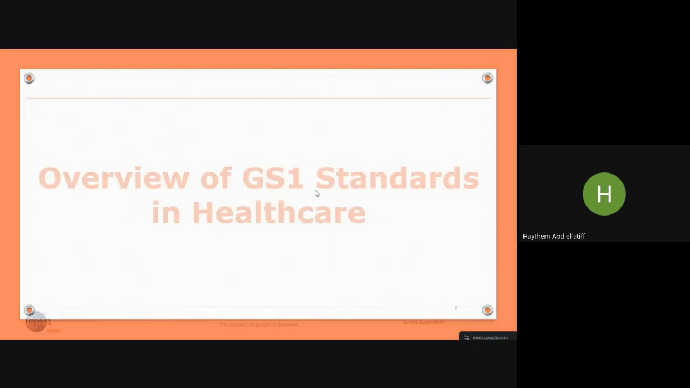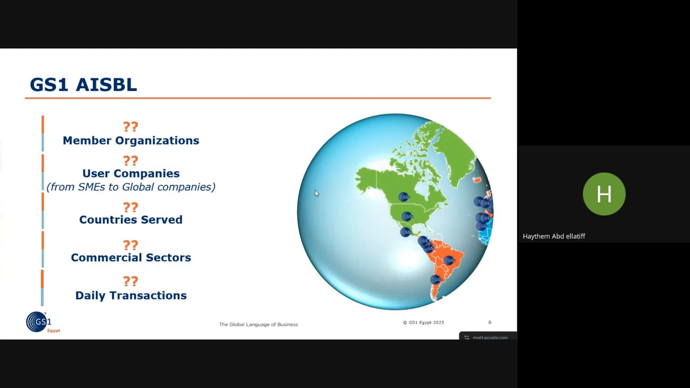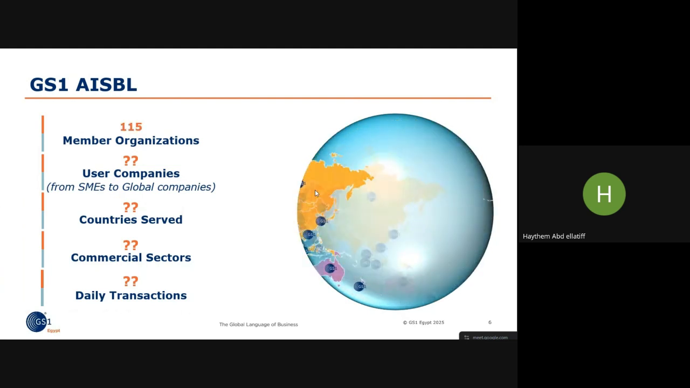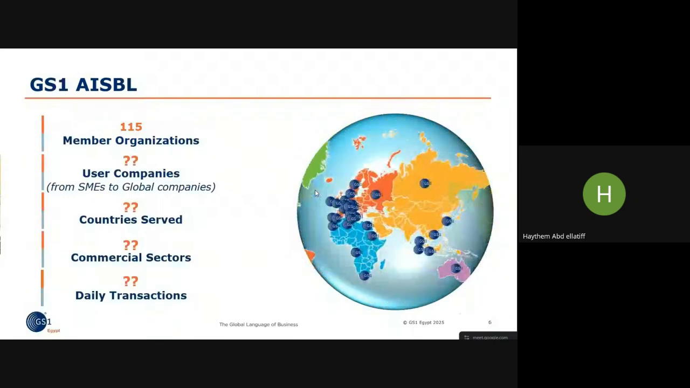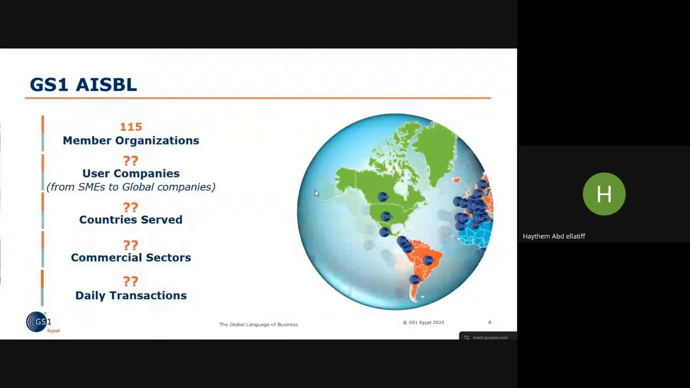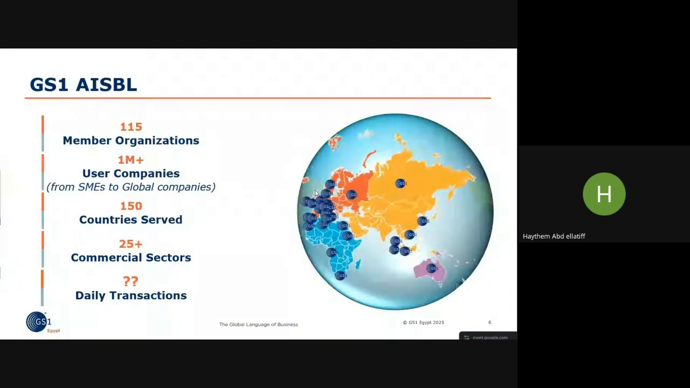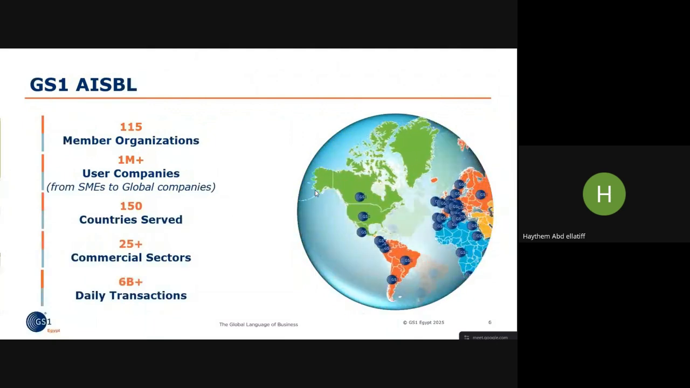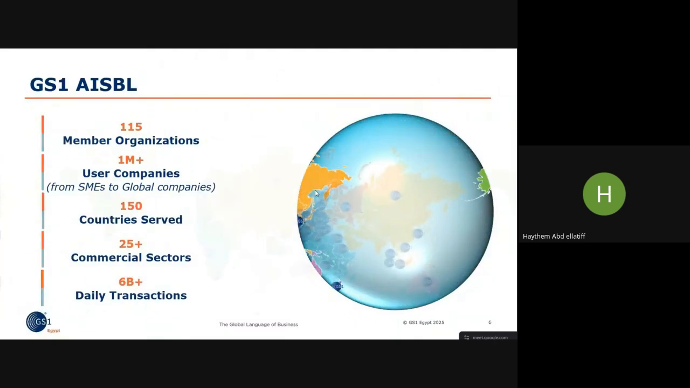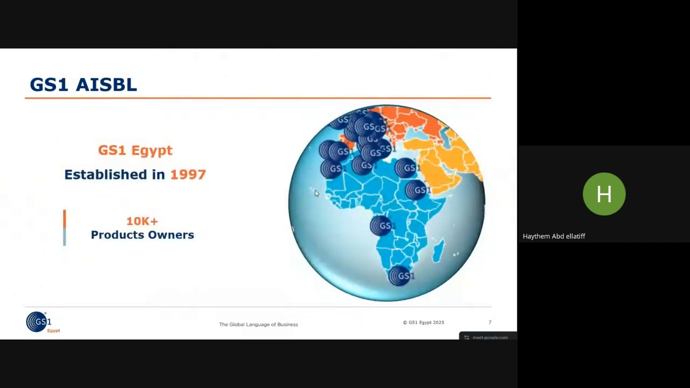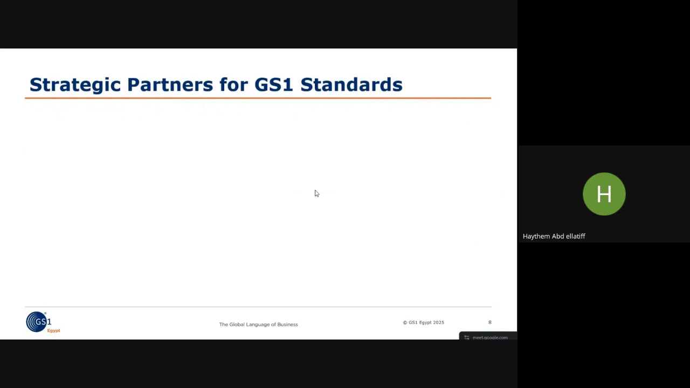GS1 is a global standards organization. It works across many countries and sectors, including healthcare, to create one common language for the supply chain. We have more than 24 commercial sectors and more than 6 billion daily transactions. GS1 is present in many countries, and GS1 Egypt has existed for more than 28 years, and we have more than 10,000 product owners as members.